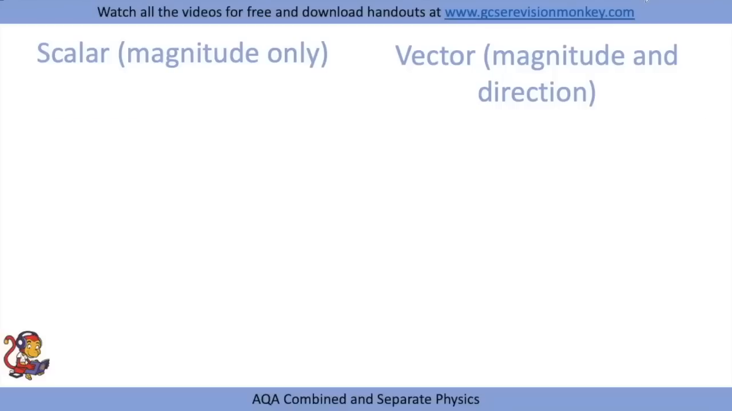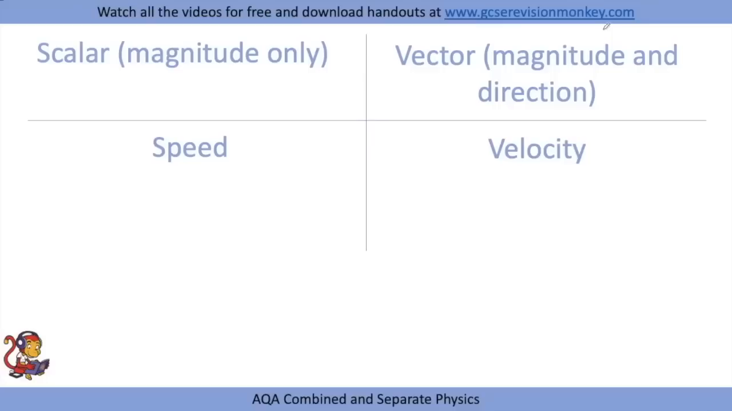are speed and velocity. So the scalar quantity speed has magnitude only, which means it only comes with a size, whereas velocity is classed as a vector because velocity tells you both the size and direction of movement. So for example, with speed, if an object was moving to the right at 3 meters per second, we would just class the speed of the object as 3 meters per second. However, with velocity, we need to indicate the direction that the object is moving in.